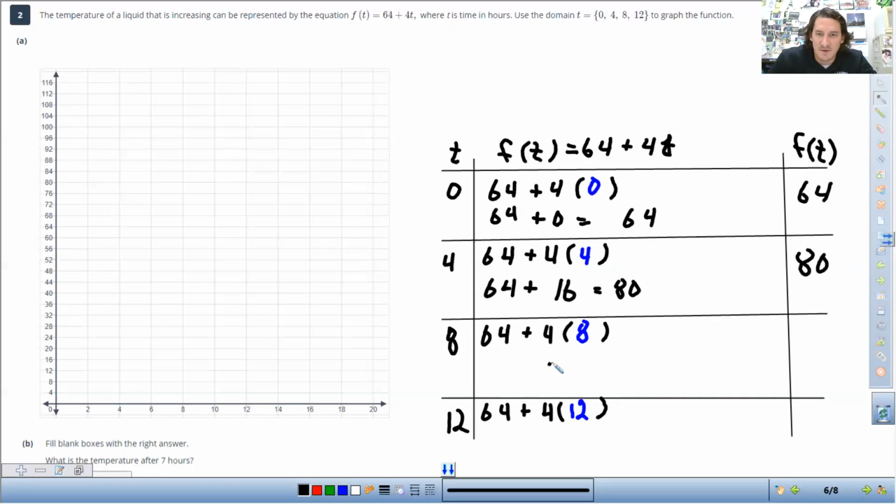4 times 8, I have to do that first, that's 32. 64 plus 32 is 96. So an input of 8 has an output of 96. Last one, 4 times 12 is 48. 64 plus 48 is 112. So an input of 12 has an output of 112.